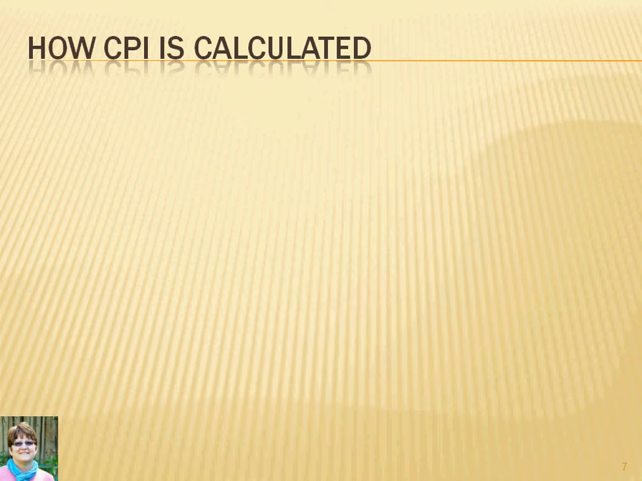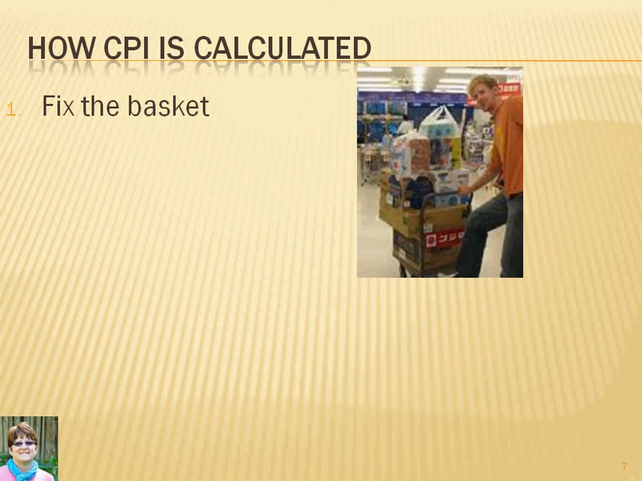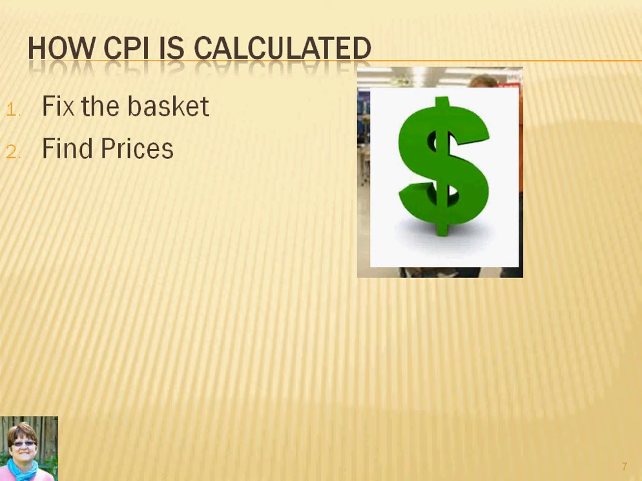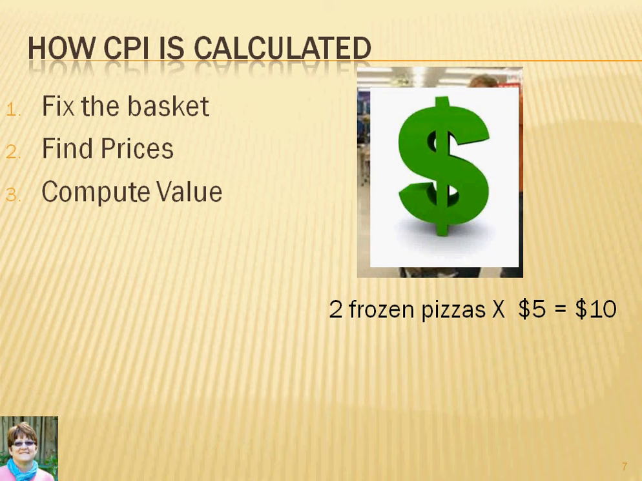CPI is calculated using data on thousands of goods and services. We can see how this is done in a simple 5-step model. 1. Fix the basket, or determine which products are most important to the typical consumer, then weight them according to importance. To do this, BLS surveys consumers to determine quantities purchased. 2. Find prices for all of the goods and services. 3. Compute the value of the basket. To do this, BLS takes the price per unit times the number of units in the basket. Note the amount of each good remains the same from period to period.